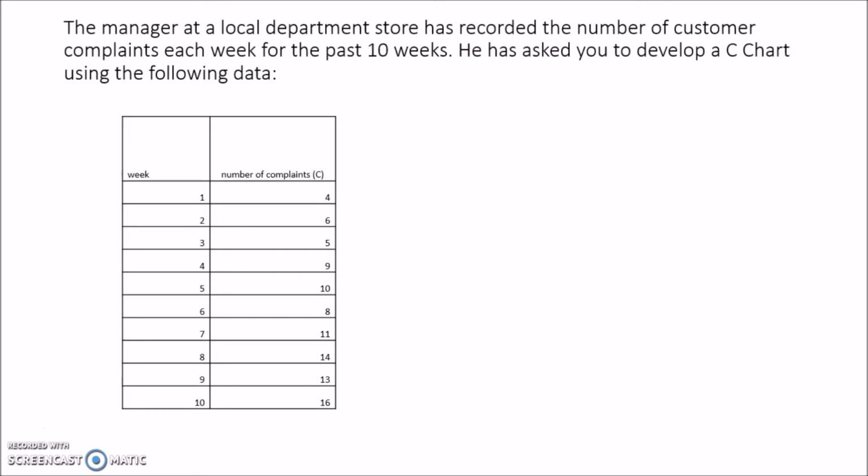So here we have our example on the creation of the C chart. It says that the local manager at a department store has recorded the number of customer complaints each week for the past 10 weeks. And he has asked you to develop a C chart using the following data. So here we have the number of complaints, and here we have the corresponding weeks. Notice our sample size here is 10, since it was collected over a period of 10 weeks.